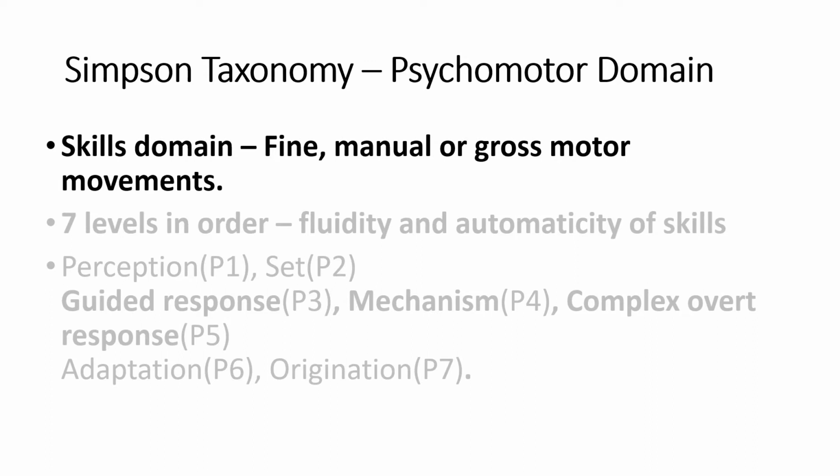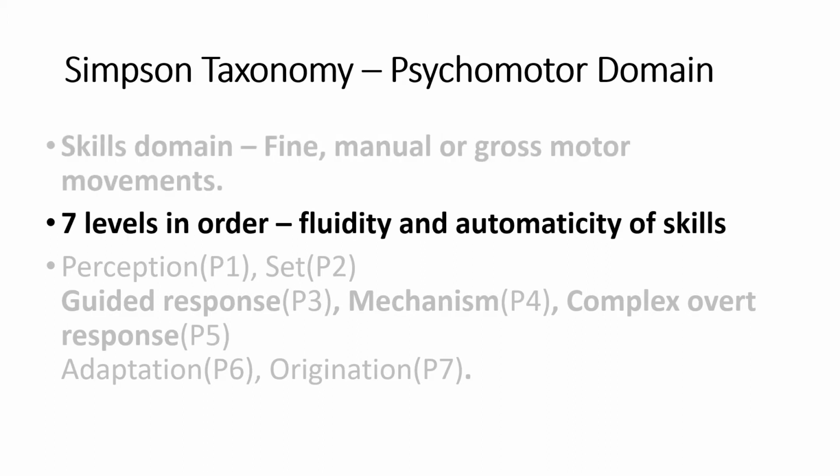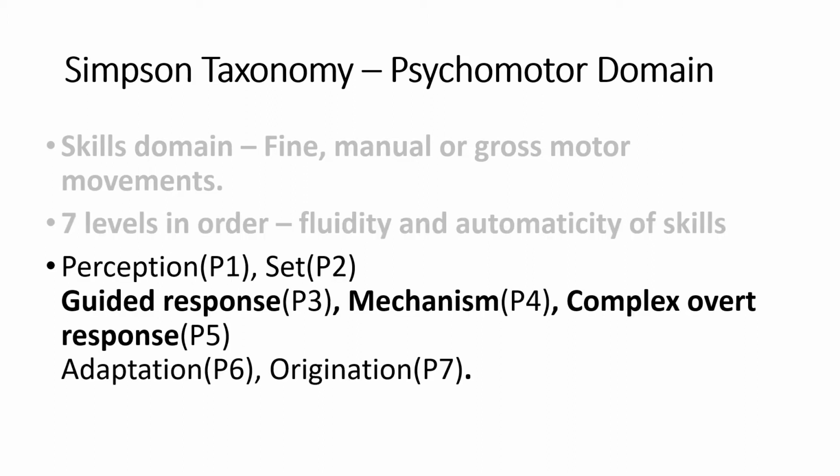This domain provides a means of identifying outcomes that involve fine, manual, and gross motor movements. Though cognitive understanding is needed in learning a skill, the outcome for psychomotor should be separate from the cognitive part. There are 7 levels which are ordered based on fluidity and automation of the skills.